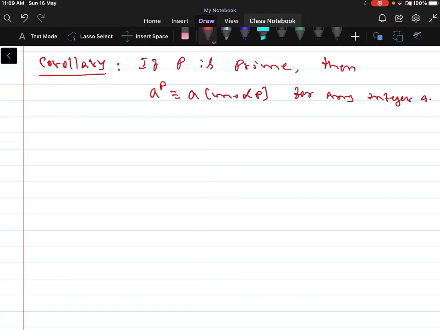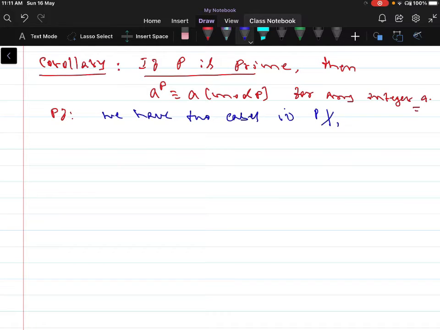So let us move to the corollary. If p is a prime and a is any integer, then you have to prove that a to the power p is congruent to a modulo p. So we'll move to the proof of the corollary. To prove this result, we have two cases. The first is when p does not divide a, and the second case is when p divides a.